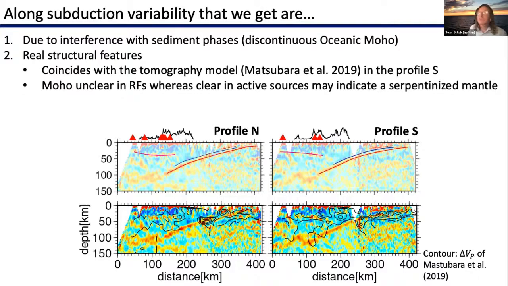Okay, other questions? All right, great. So I have one. If you were to design a way to get an even higher resolution or improved imaging experiment, and you had unlimited resources, what would be the optimum way to image something at this depth when you're looking for these subducting sediment or sedimentary layers like this?